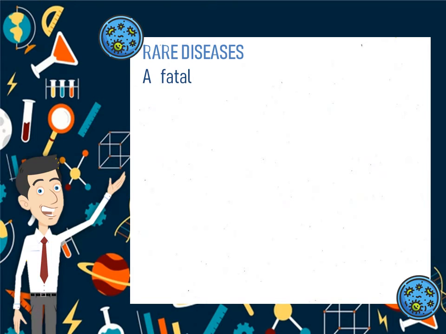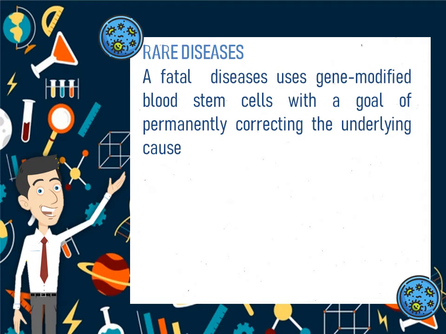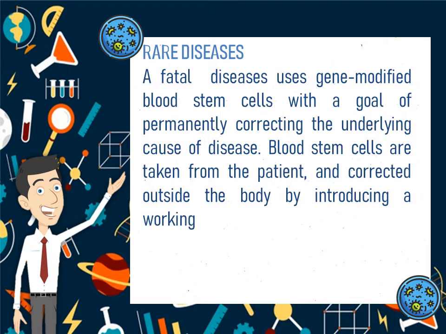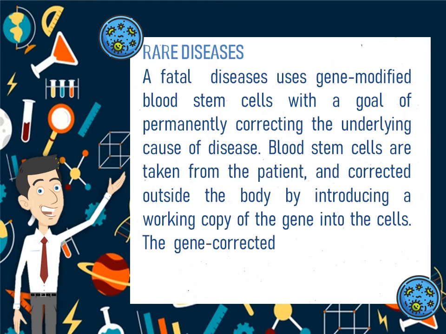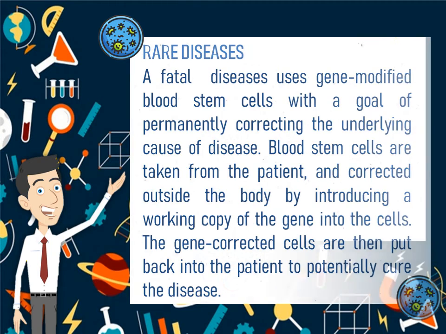Lastly, it is used for rare diseases. Fatal diseases are treated using gene-modified blood stem cells with a goal of permanently correcting the underlying cause of disease. Blood stem cells are taken from the patient and corrected outside the body by introducing a working copy of the gene into the cells. The gene-corrected cells are then put back into the patient to potentially cure the disease.